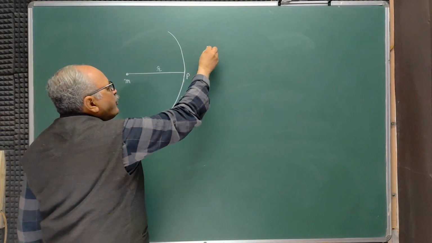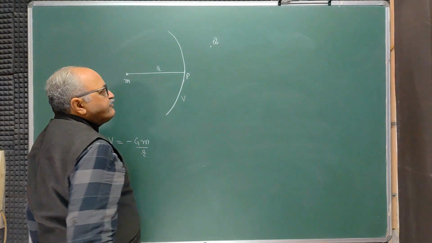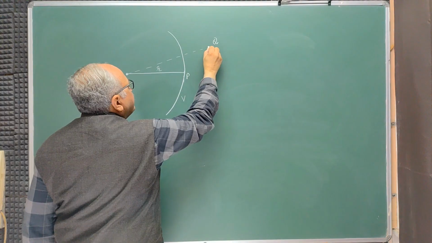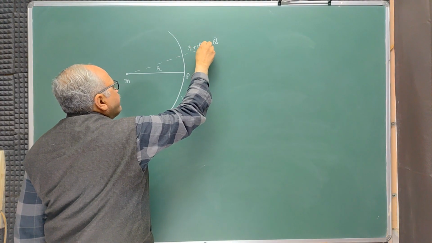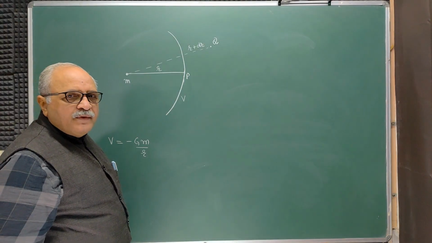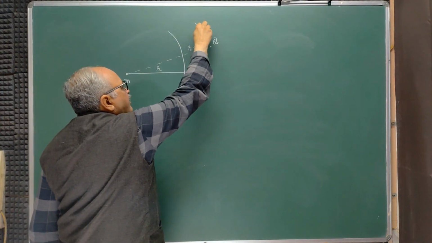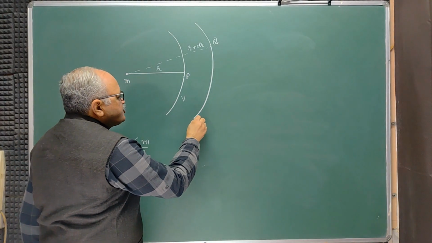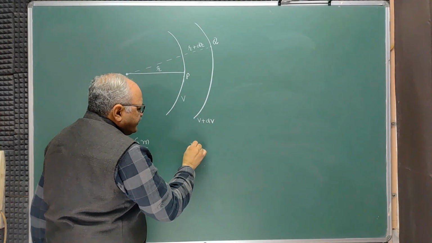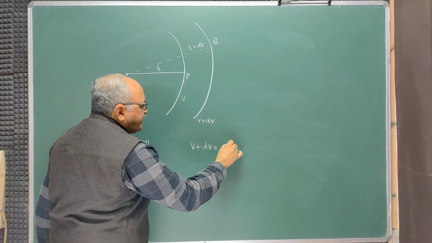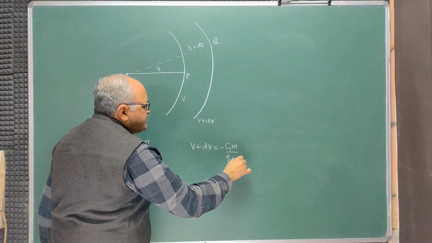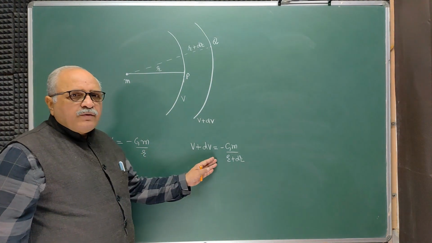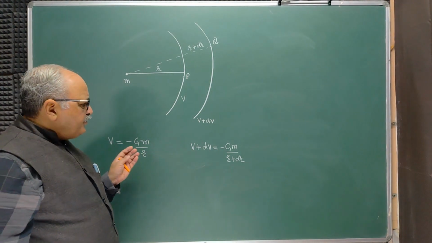Now if I choose another point, say Q, somewhere in the space, again, I can calculate the potential if I know the distance between the point and the point mass m. And also, I can always think of a spherical surface around m where the potential is V plus dV, which is given as V plus dV equals minus Gm by R plus dr. Alright? Potential is a scalar quantity, no need for any direction to define it, it has only value.